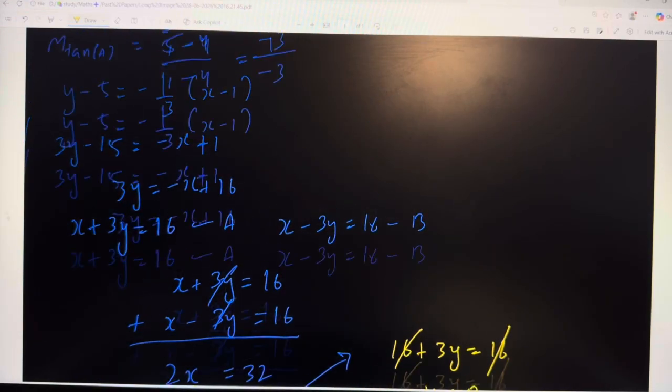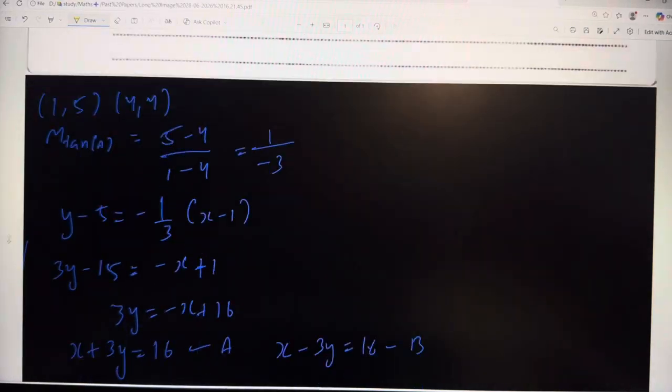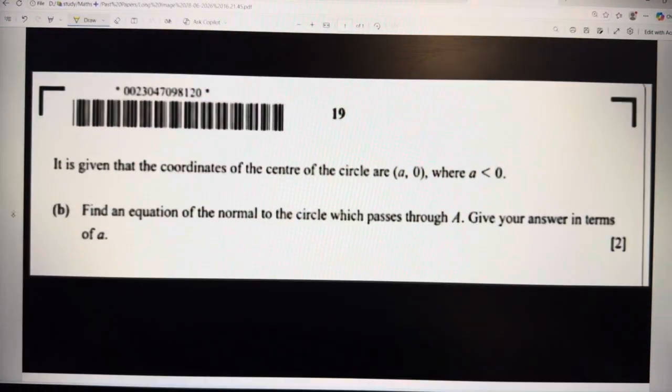Is that what the question asked? Yeah. Find the coordinates of the point of intersection. Okay. First part is done.